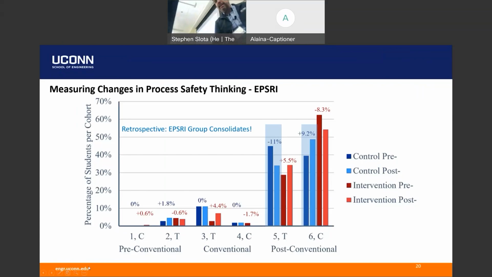If we look at the folks that played the game, you see the opposite effect. Instead of consolidating, they actually moved from a very consolidated position to a more transitional position, even down to a more conventional level of thinking. And we think that really represents the fact that they're understanding the complexity of these types of decisions. And those are all statistically significant changes.